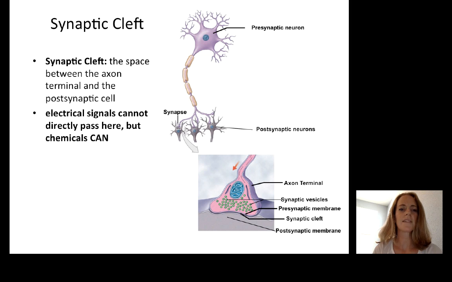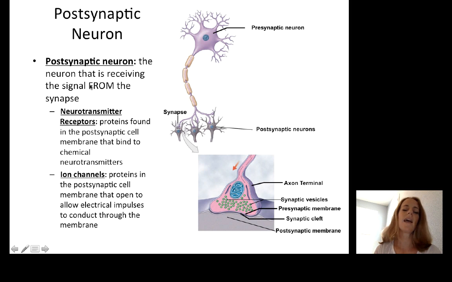The synaptic cleft is the space between, and remember that electrical signals cannot pass through the synaptic cleft. That's why we need to have neurotransmitter released here. So the chemicals are able to pass over the synaptic cleft. They'll be released, they'll pass over the synaptic cleft, and they will be received in the postsynaptic membrane, at the neurotransmitter receptors.